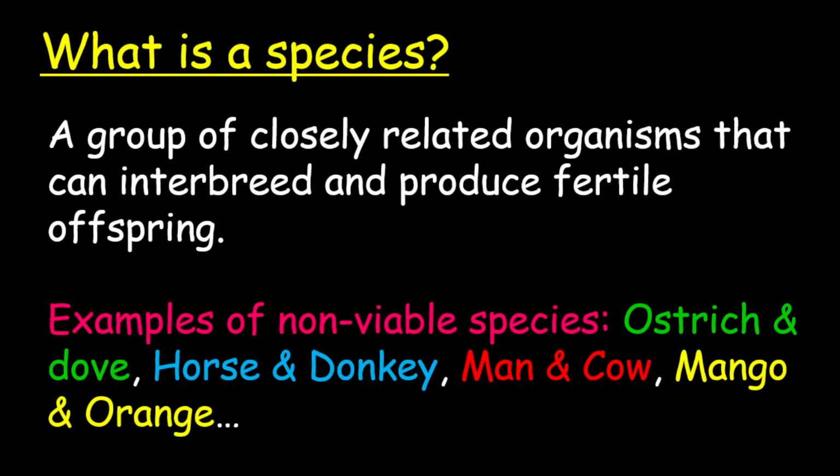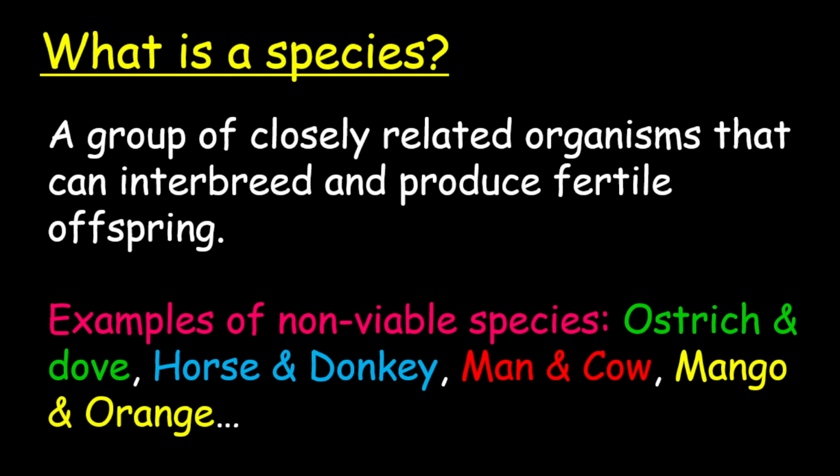All right, that means the offspring is able to reproduce among themselves and able to produce more offspring. That's what it is about. All right, so now some examples of non-viable or non-fertile species. Just for your understanding, for example, an ostrich and a dove. They are birds, of course, but they are different types of birds with different physical features, and hence it's difficult for them to mate. Horse and donkey.